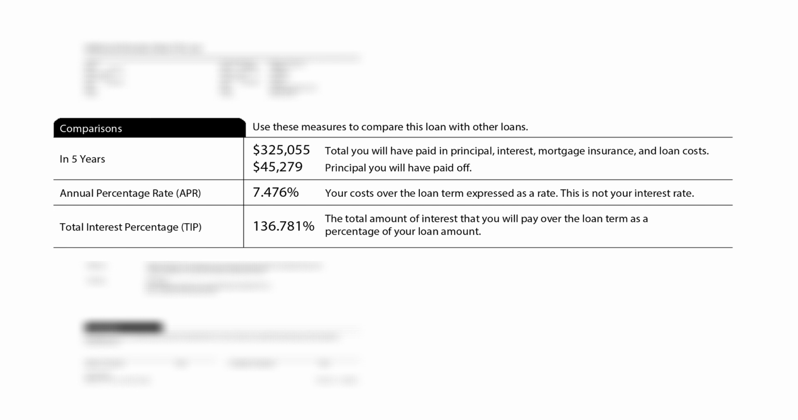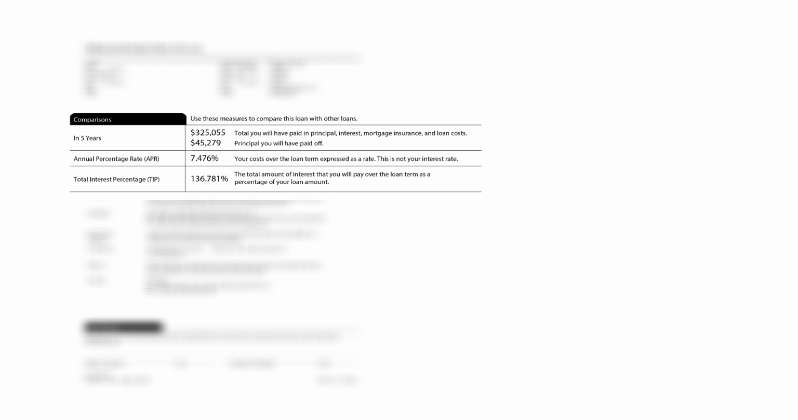Conventional, in 5 years, you will pay $325,055 in principal, interest, and costs. Of that, only $45,279 goes towards the principal, making the APR 7.476%. The TIP, 136.781%. That means over 30 years, you'll pay about 136% of the loan amount in interest.